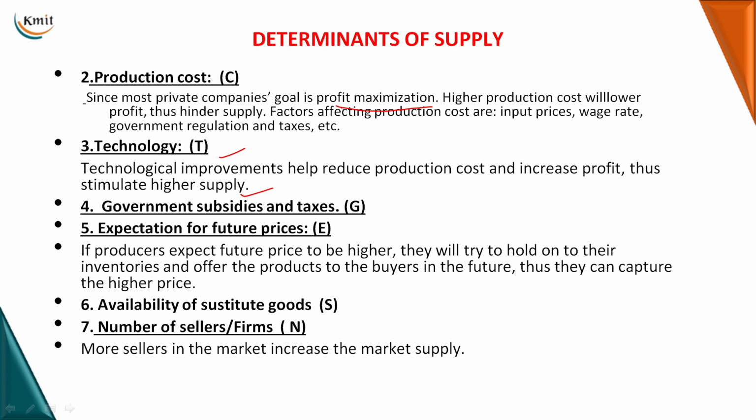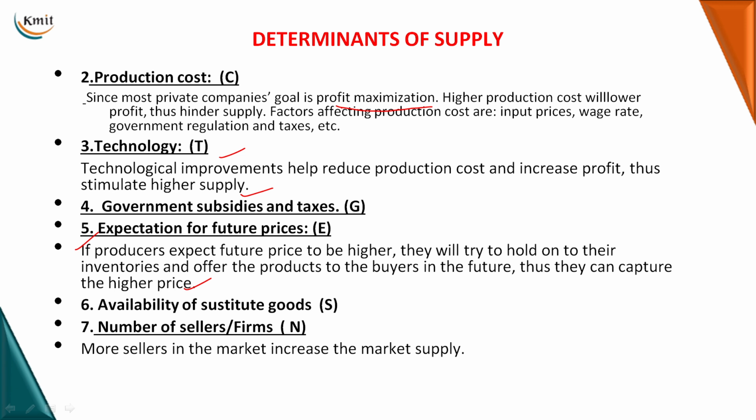Expectations of future prices. If producers expect a future price rise, they will try to hold on to their inventories and other products and offer the products to the buyers in the future. Thus they can capture the higher price. Availability of substitutes. Availability of substitutes also has an impact on the supply of goods.